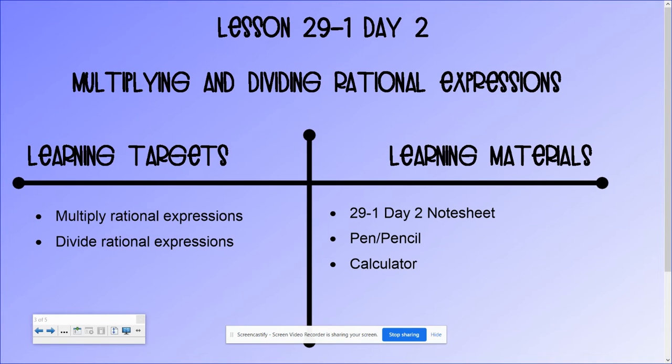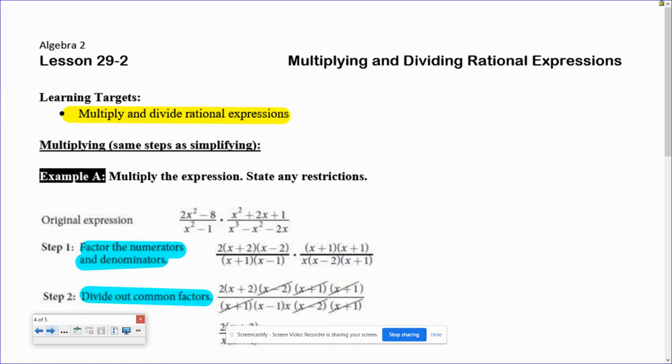Welcome back for lesson 29-1, day 2, where we're going to be multiplying and dividing rational expressions today. So make sure you have the note sheet that goes along with this lesson that I attached in Google Classroom, something to write with, and maybe a calculator to help you with some factoring.